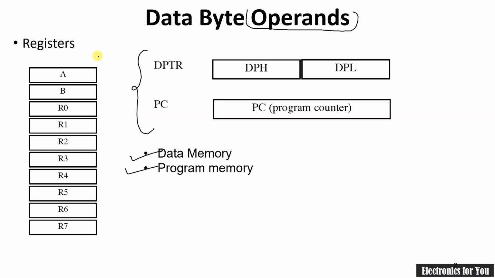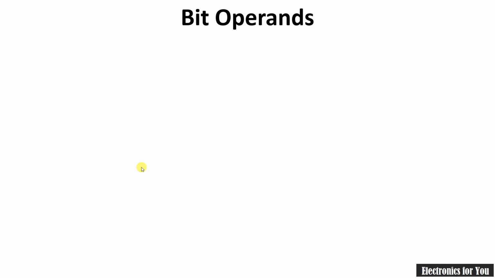Here these are the A register, B register, then R0 to R7 registers, then DPTR, program counter, then data memory and program memory. All these are data byte type operands, meaning they can be directly accessed by the byte instructions. But in 8051, some instructions are bit operated also, and therefore we will need bit operands there.